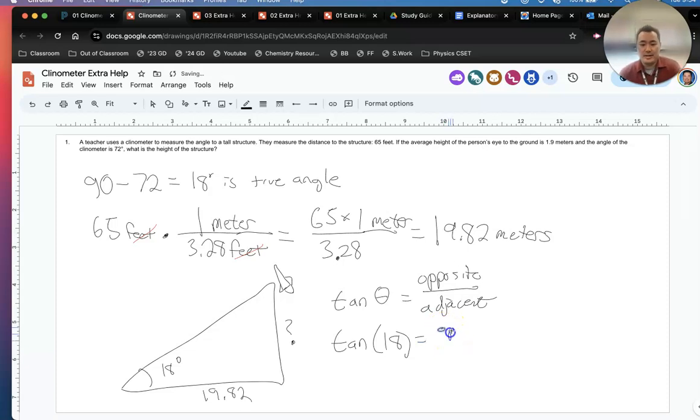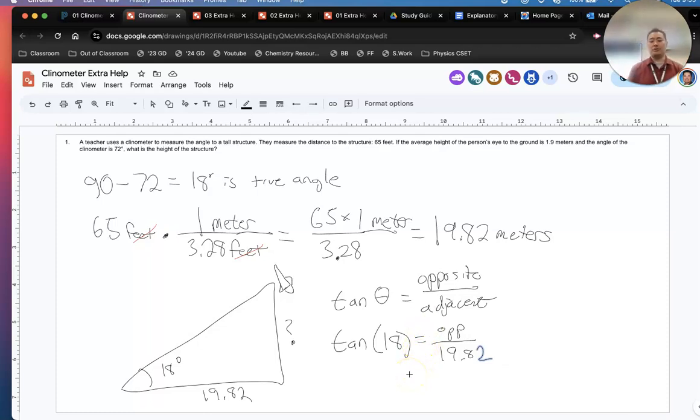We're trying to find the opposite side of the triangle. This is the height, right? This is the angle of the opposite sides here. So adjacent is going to be 19.82.